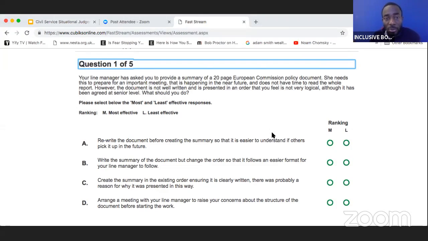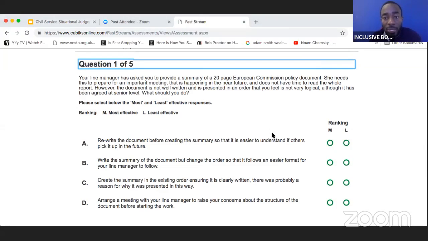It sounds logical to take that approach. However, by looking at the option, you see that it goes against what was actually being asked. So things to pick up in the question: the line manager is an important document. It's a policy document. And the task was to prepare a summary of a 20-page document. It hasn't asked you to rewrite the document, whereas the suggestion for option A is to rewrite the document before creating the summary, which goes against what you've been asked to do, which is to provide a summary.